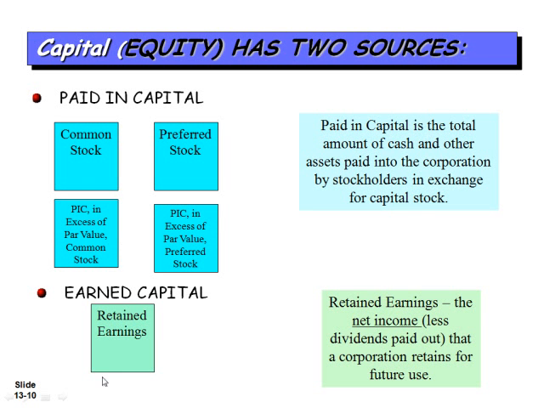Earned capital is the retained earnings account. Earned capital is what the company earns with the assets that have been financed by debt or equity. In other words, it's the income statement net income, of course, less any dividends that the corporation pays out to stockholders. And it's got that name, retained earnings, because the company is retaining it for future use.